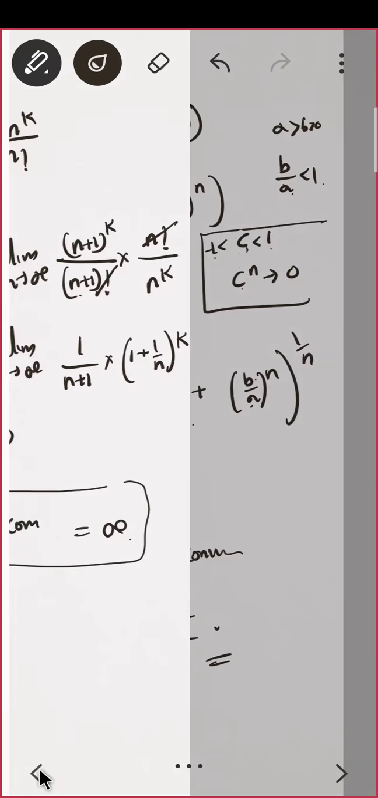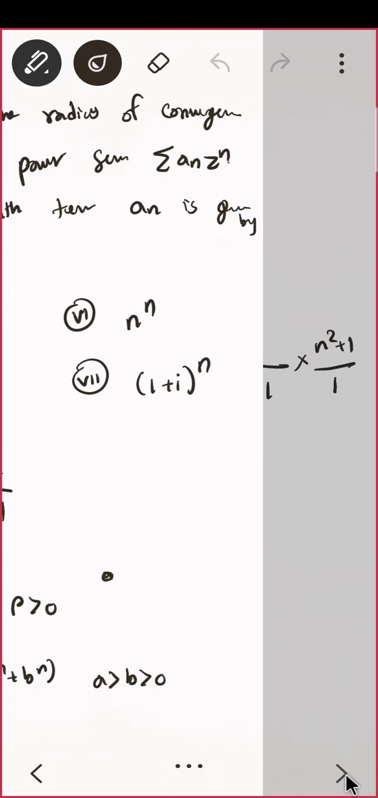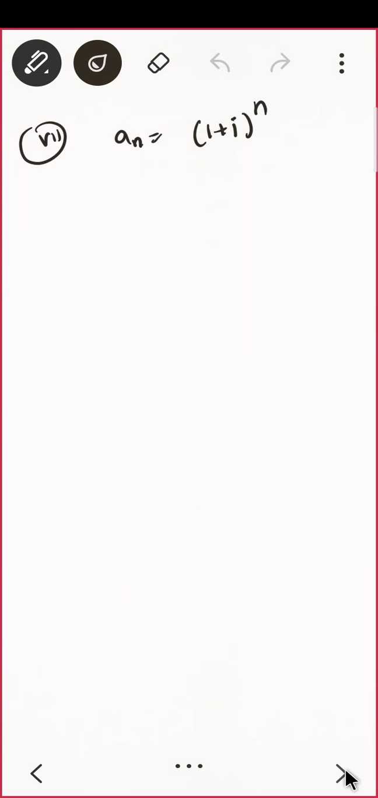Okay, one more was there, the seventh. a_n equal to 1 plus i raised to n. Correct? Yes, it is 1 plus i raised to n. Now you see, it is better to use the root test. So let us see limit n tending to infinity of a_n raised to 1 by n.